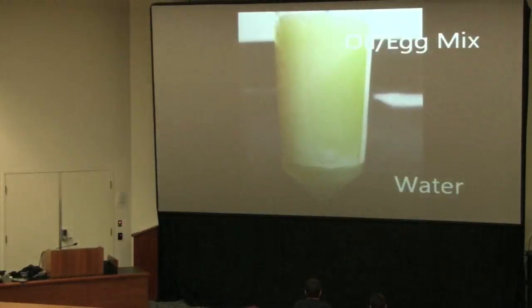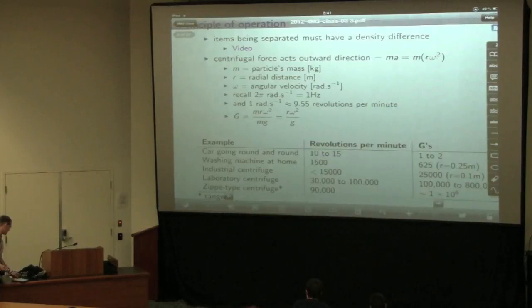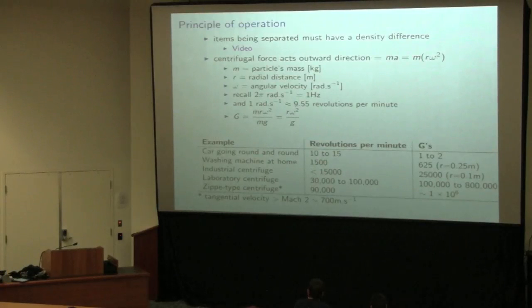So 1 hour at 2,600 Gs, you get that water or the liquid separated from the rest of the egg-milk suspension. So that's an incredibly long separation. It's like one example of something that wouldn't separate naturally. So there's a density difference there between that liquid phase and that egg phase that causes the separation to occur after a long period of time.